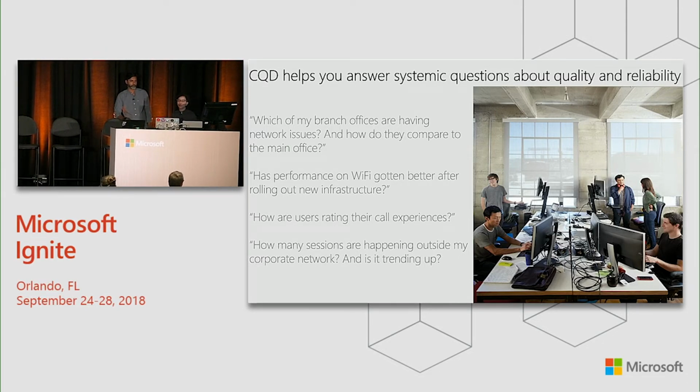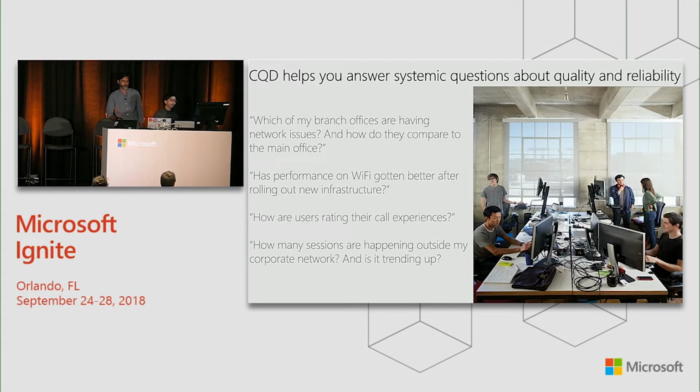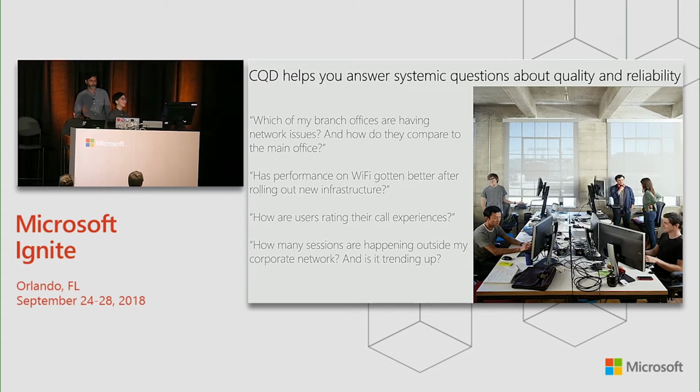So CQD, as an overview here, helps you answer the systemic question, about the quality and reliability. It answers the question of which of my branch offices are having network issues and how do they compare to the main office. So CQD basically converts the call record into trending and actionable insight via a data model and data access tool. The raw data can be extremely hard to consume. If you're looking too deep, you can miss the trend of information.